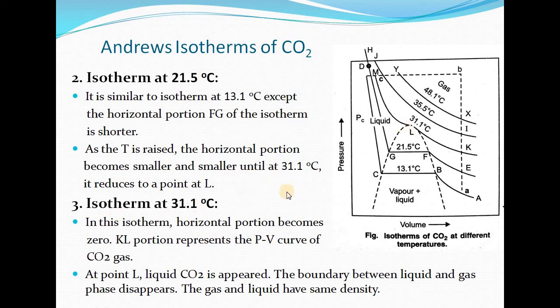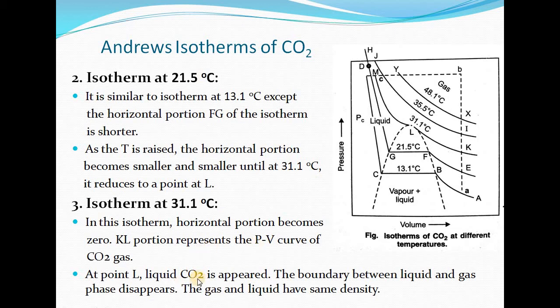So moving on to the isotherm at 31.1 degrees Celsius, in this isotherm, the horizontal portion becomes 0 as it has been moved to a single point L. So in this curve, the KL portion represents the PV curve of the gaseous CO2. And after point L, it has been completely converted into the liquid form. So there is transition from gaseous to the liquid state at point L.